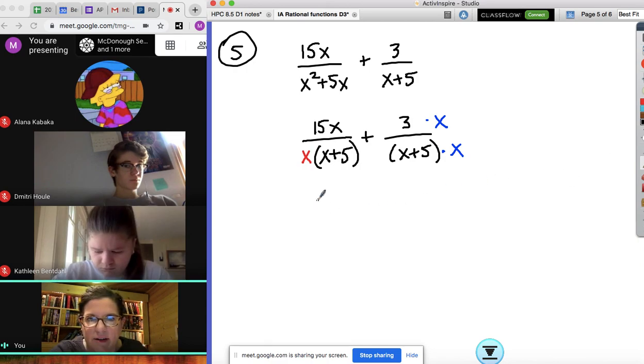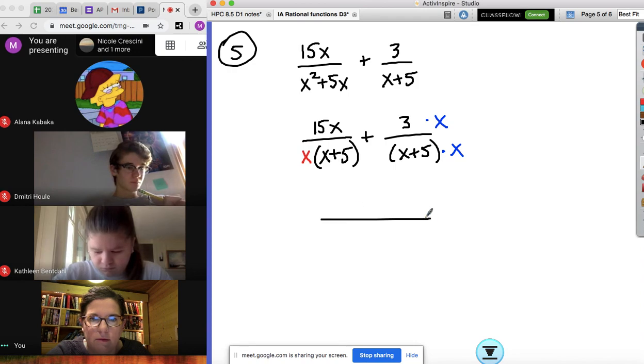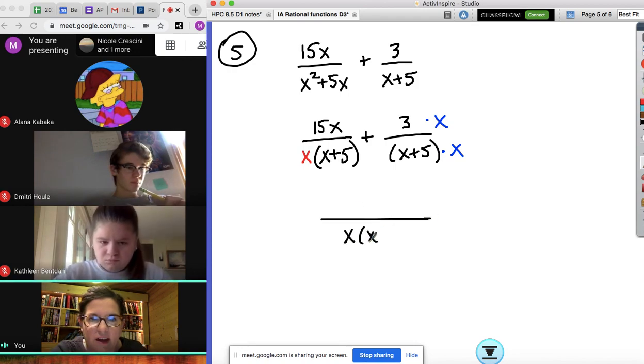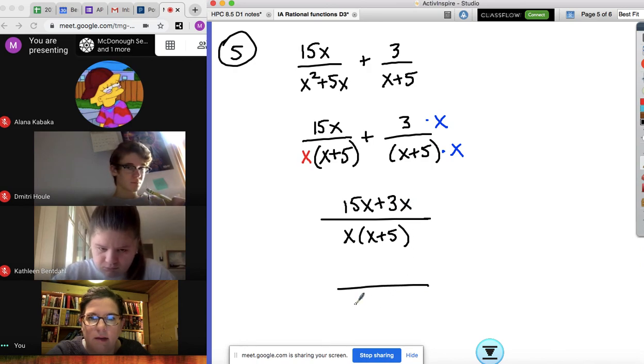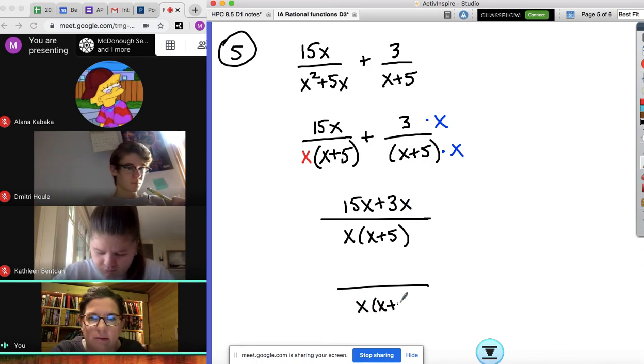Now they have a common denominator. So the common denominator is x times x plus 5. We can add the tops. I got a 15x plus a 3x. And those will combine because they're like terms. So if I have 15 x's plus 3 more x's, I'm going to get 18 x's.